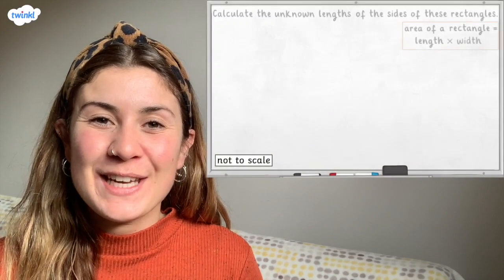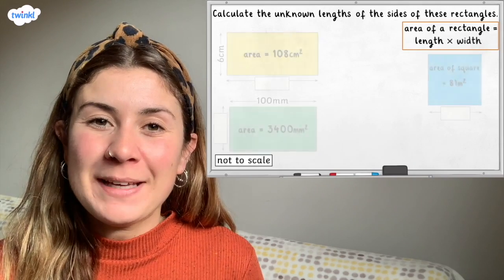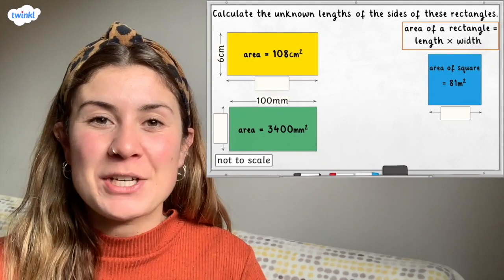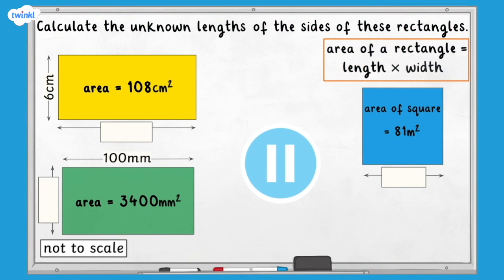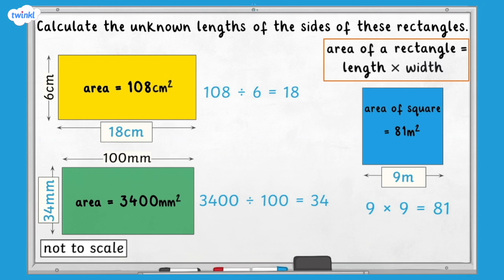Now it's over to you. Use the information you've been given to work out the unknown measurements on each of these rectangles. Here are the answers. How did you get on? For C, which you'll notice is a square, you needed to use your times table knowledge to work out what number is multiplied by itself to make 81. Well done if you answered all of those correctly.